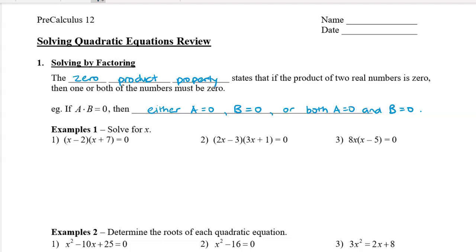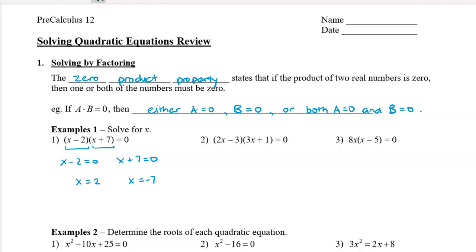So in these examples, let's say we're going to solve for x. We know that (x - 2)(x + 7) = 0. So either the first factor, x - 2 = 0, or the second factor, x + 7 = 0. We're going to solve these two simple equations. We add 2 to both sides, so x = 2. For the second one, we subtract 7 from both sides, and x = -7.